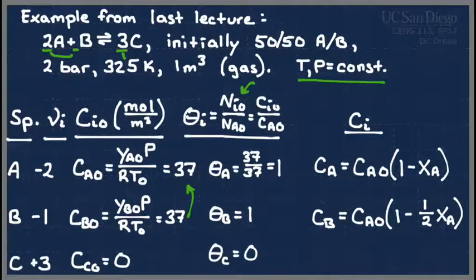And the last one, C sub C, is going to be equal to CA0. The theta for C sub C we already found was 0. It's 0 because we didn't start with any of C. And if you look at the way the stoichiometry works out, we've got a 3/2 over there. And the signs work out so that this is plus. So 3/2 times XA.